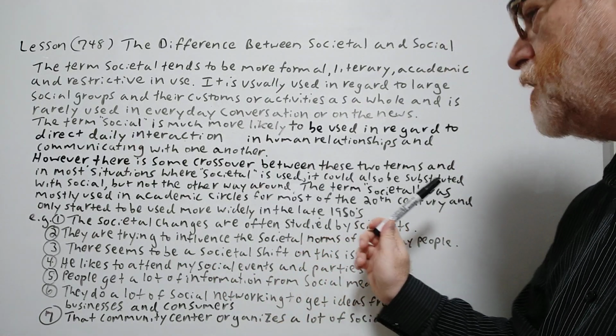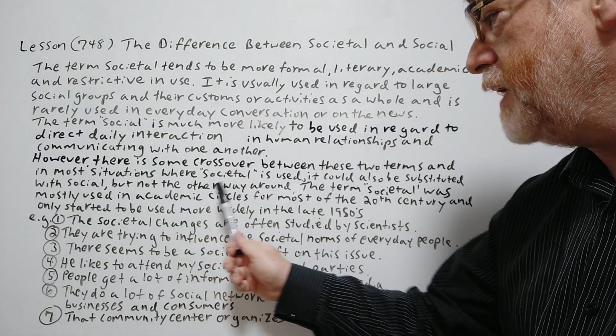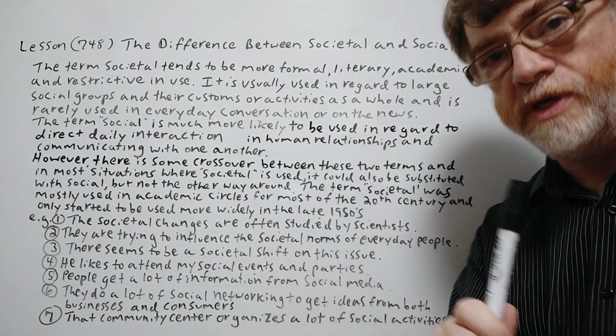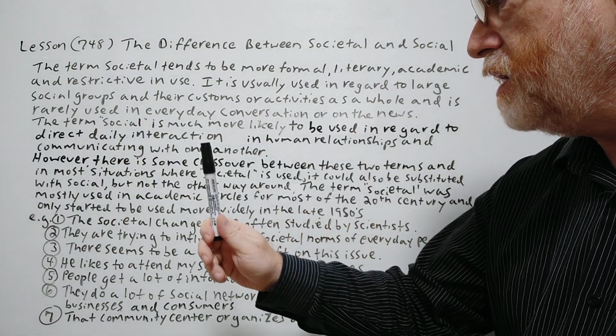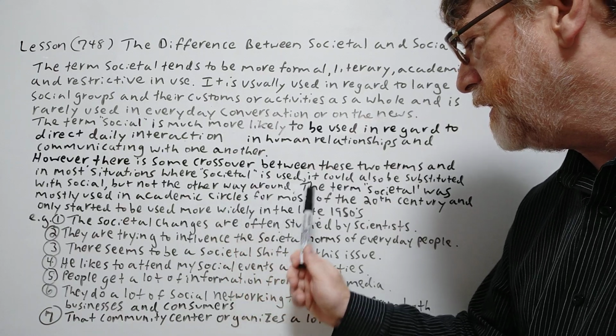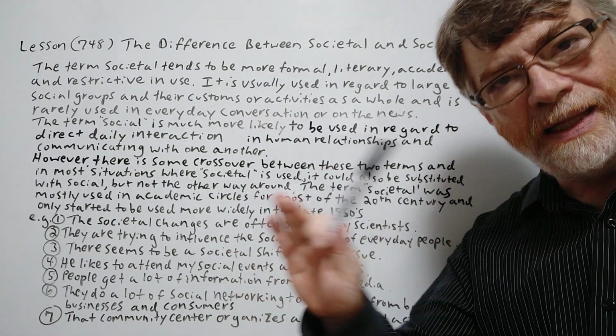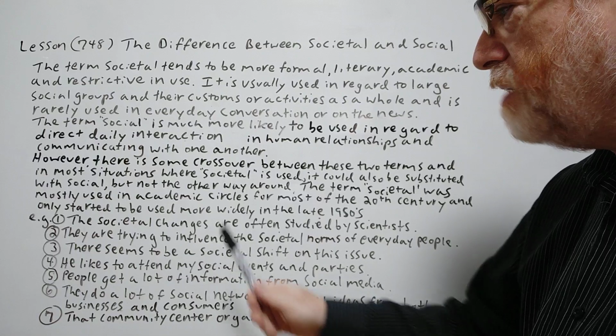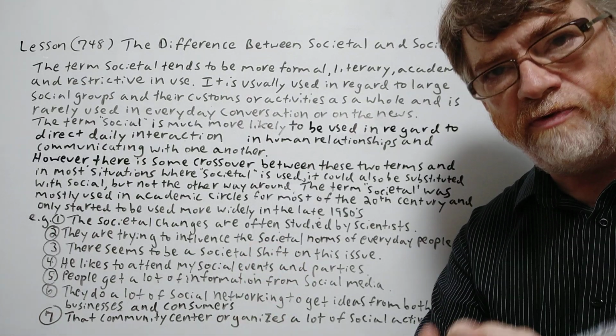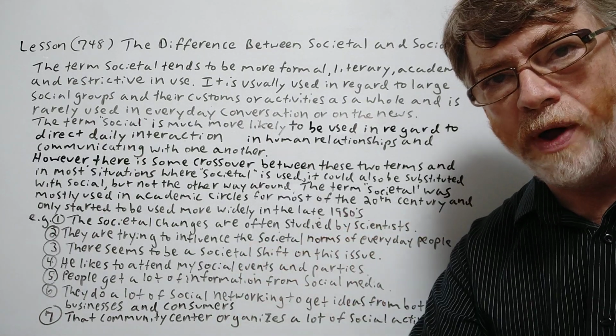The term societal was mostly used in academic circles for most of the 20th century and only started to be used more widely in the late 1950s, a little bit. All right, let's continue. And we got 7 examples here to give you a better feel of when you're more likely to use one than the other.